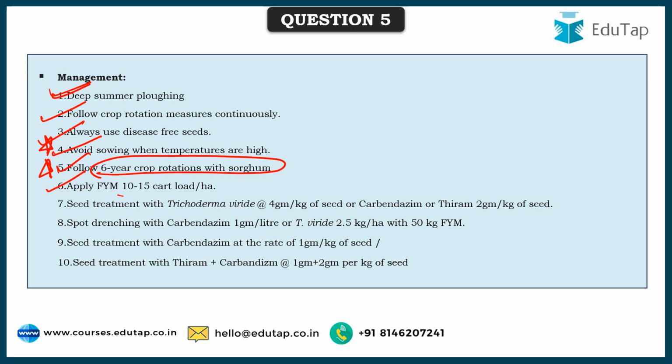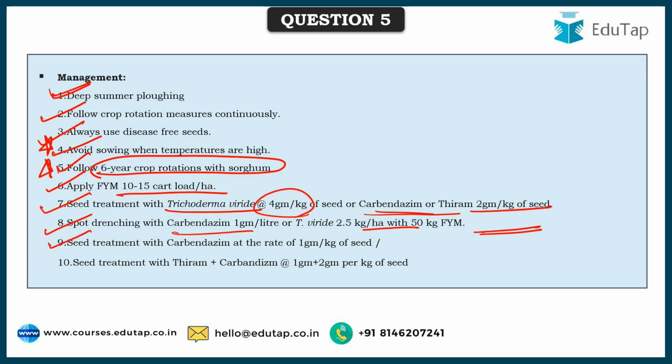Applying farmyard manure at 10 to 15 cartloads per hectare. Seed treatment can also be done with Trichoderma viride at 4 grams per kg of seed, or carbendazim or thiram at 2 grams per kg of seed, and then sowing should be done. Spot drenching with carbendazim 1 gram per liter, or Trichoderma viride at 2.5 kg per hectare with 50 kg farmyard manure. Seed treatment can also be done with the help of carbendazim, or thiram plus carbendazim can also be done so as to avoid this disease.